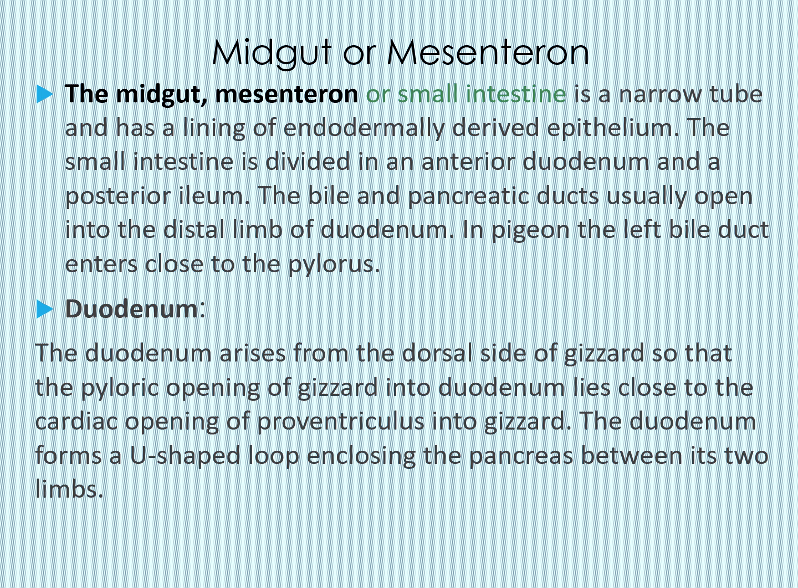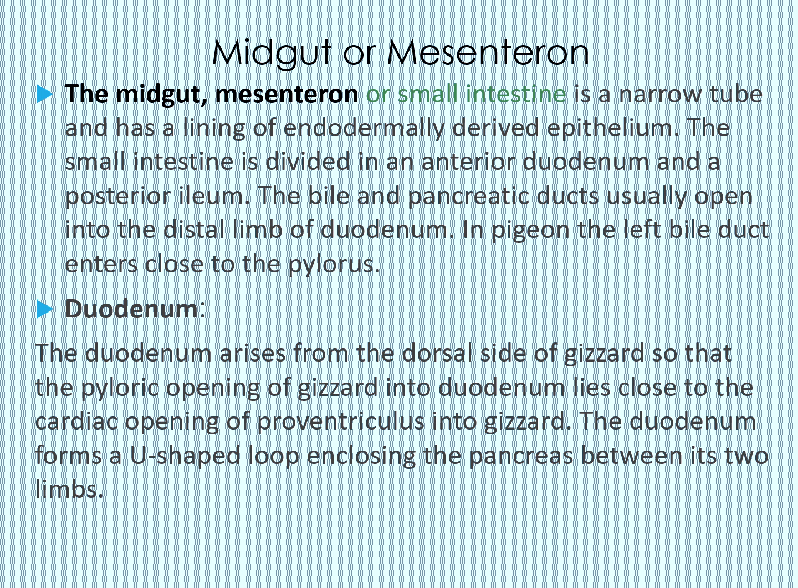Coming to the midgut region, the mesenteron or the small intestine is a narrow tube and has a lining of endodermally derived epithelium. The small intestine is divided into an anterior duodenum and a posterior ileum. The bile and the pancreatic ducts usually open into the distal limb of the duodenum. In pigeon, the left bile duct enters close to the pylorus.